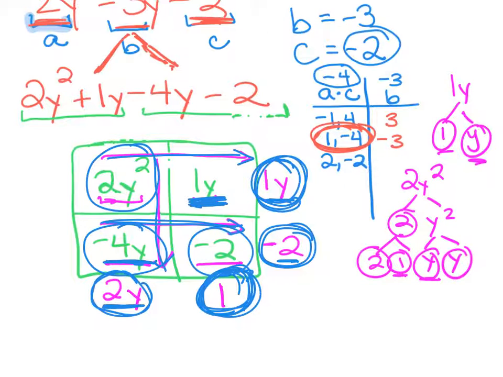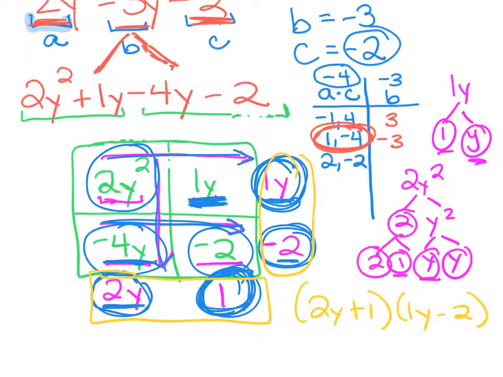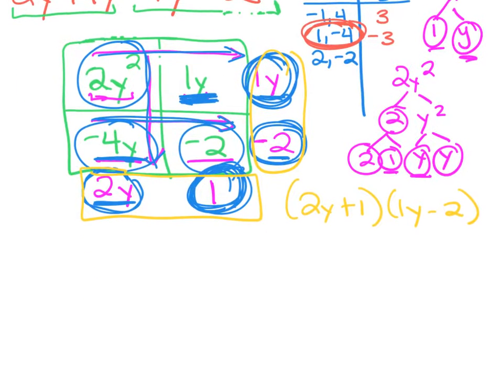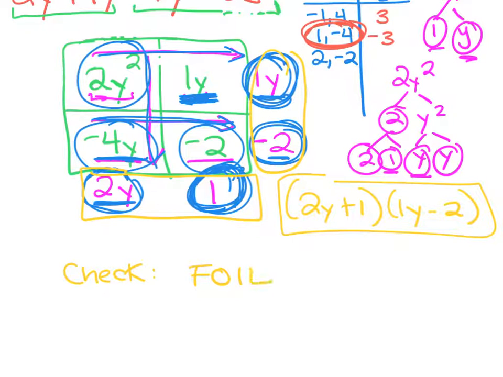So my factorization, if I look at the bottom here, the greatest common factor is 2y plus 1. And along the side here is 1y minus 2. So remember, we can always multiply to check our answer. So this is my factorization. If I want to check my answer, I can go ahead and check by using the FOIL method of multiplication, because that's really what we're doing, multiplying those two binomials.